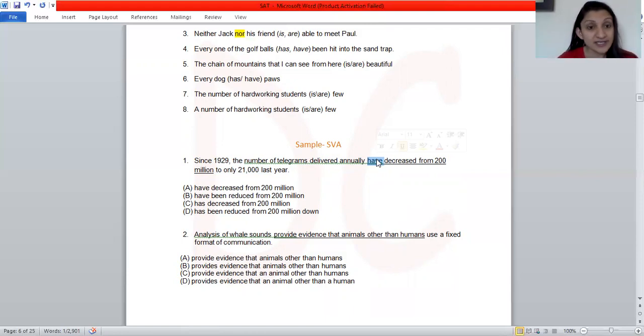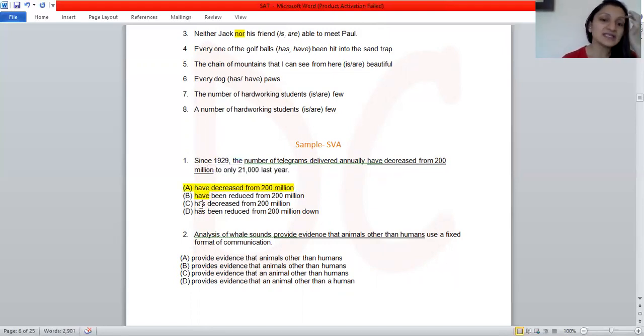Now, you see here I said have. Have is plural. So with any plural verb, we are looking for a plural subject. Now let's see where is that plural subject. Since 1929, the number of telegrams. Are we talking about telegrams? Telegrams decreased or the number decreased? Number decreased, right? And the number is singular. So can you choose have? No. Easy. So these two options, A and B, you don't have to read. You can simply say these two are out.